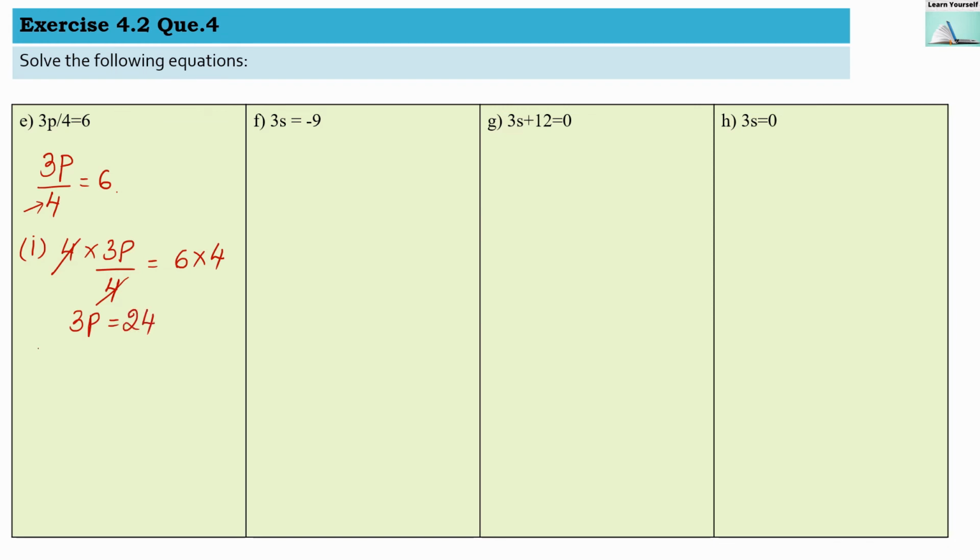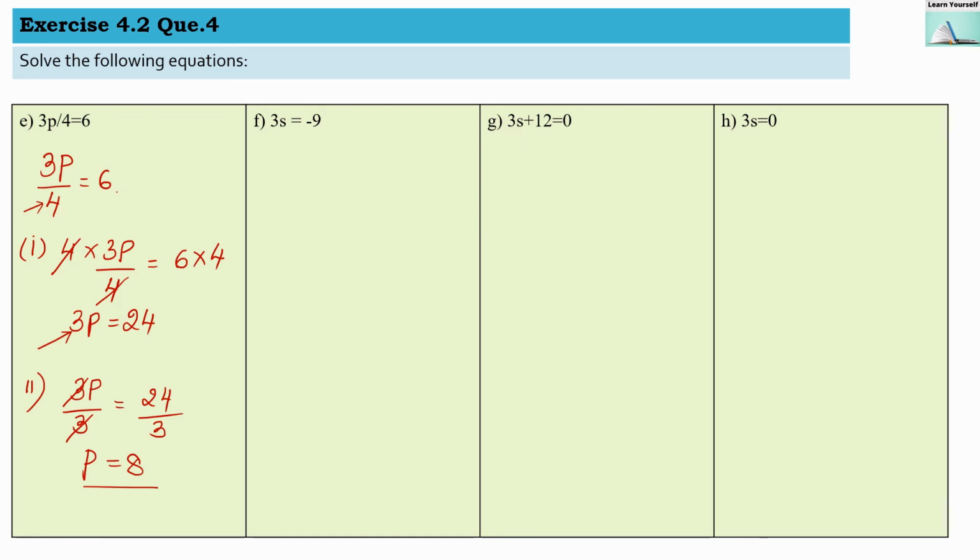Now we have to remove this 3 and separate the variable p. For that, we are going to divide by 3 on both sides. So this 3 and this 3 will get cancelled out, and here we will get p equals 8. So that is how we have separated a variable and found the solution.